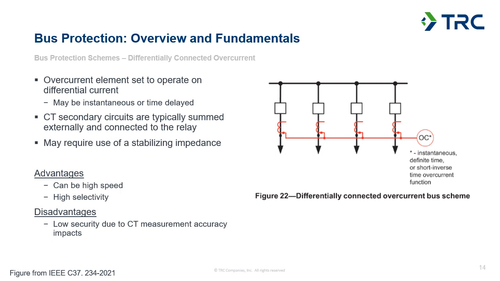The disadvantage is you have reduced security on this scheme if you have any kind of CT measurement accuracy errors. So current transformers are rated in a way that they maintain generally within 10% of the primary quantity is the expected error on your typical relay class CT. But that only covers up to a certain amount of fault current and connected burden.